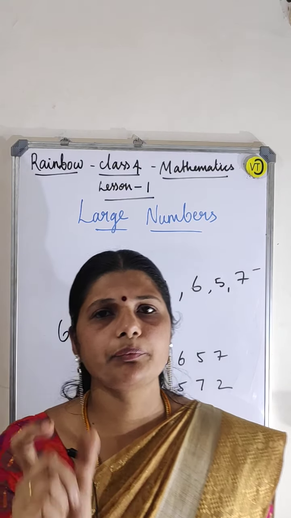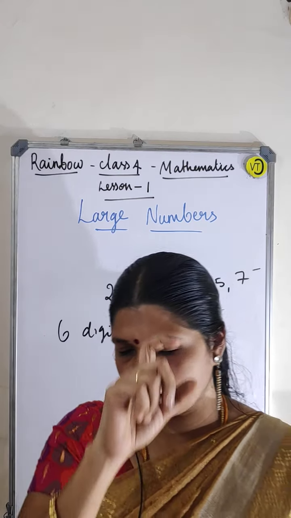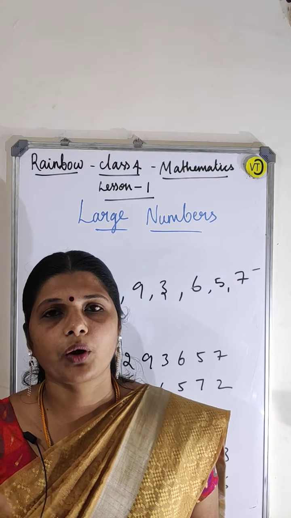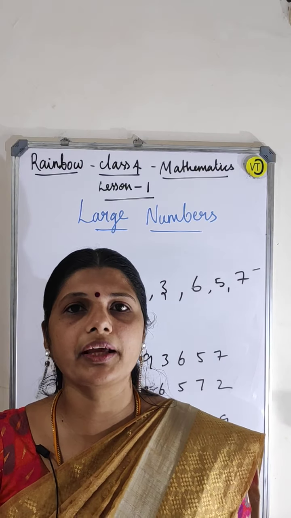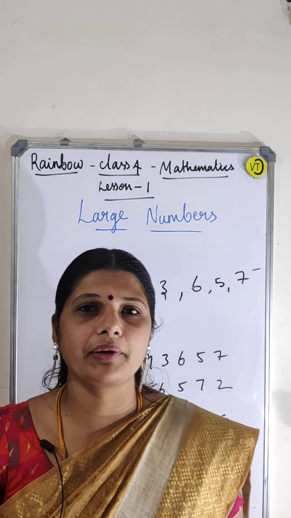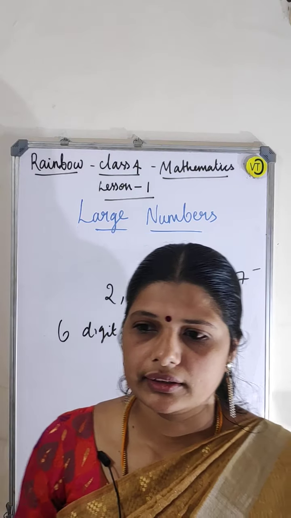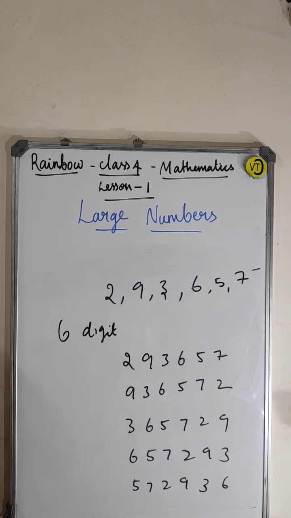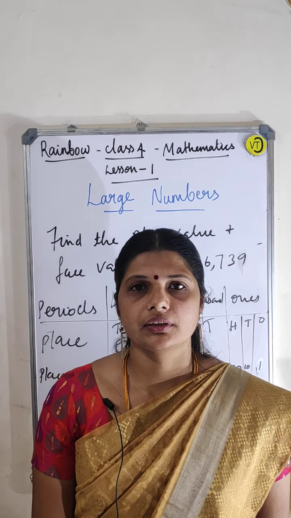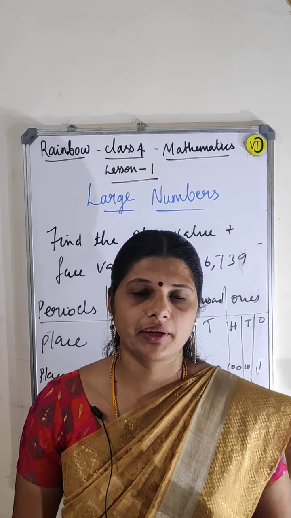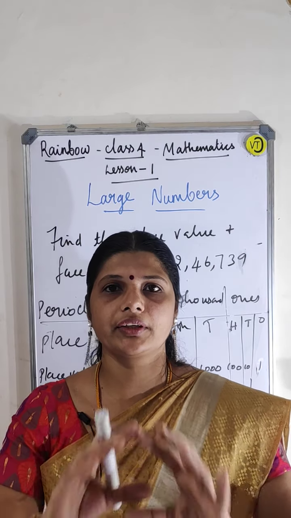How can you write the place value of a digit? It is the product of the face value and the value of the place. If you multiply both, you will get the place value of the digit. Now I will tell you, guys, how to write the place value and the face value of the given number.